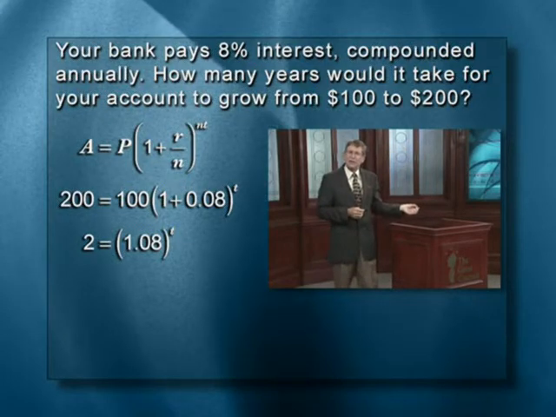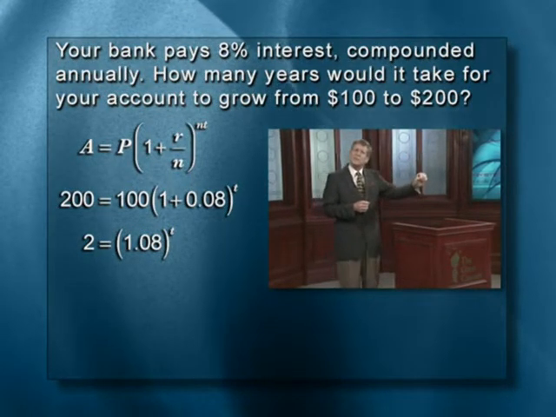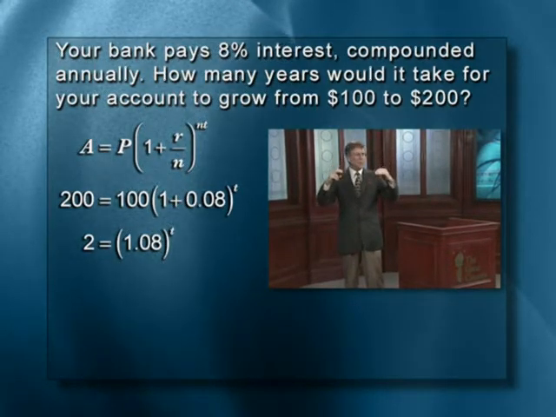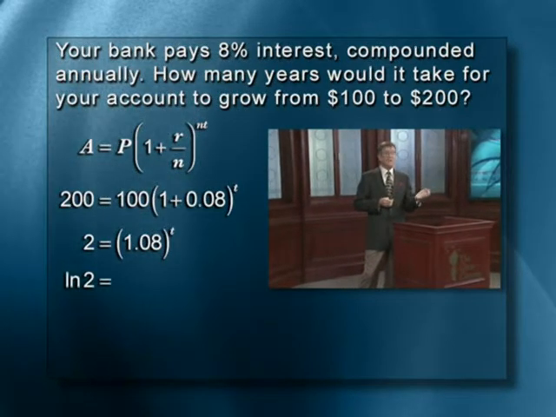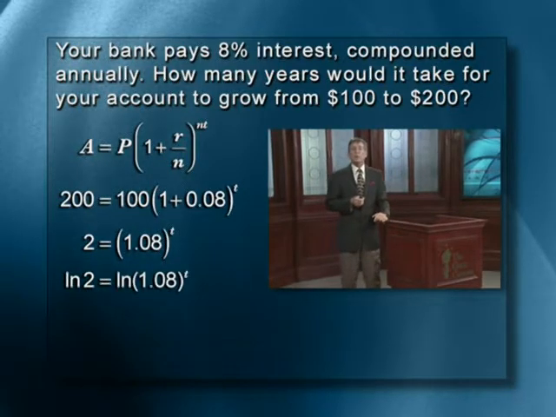I want to bring it down to earth. How can I get that T downstairs? Well, take logarithms of both sides. Take the log of both sides of that equation, and I'll use natural logarithms. So the left-hand side is the natural logarithm of 2, and the right-hand side is the logarithm of 1.08 to the T power.